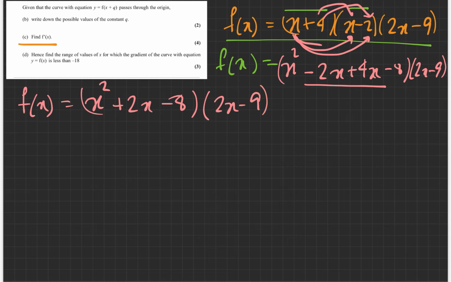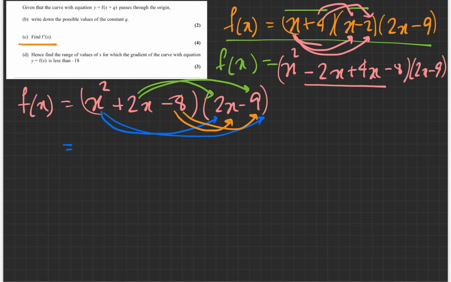Okay, now I'm going to expand this further. So the way I'm going to expand this further is I'm going to multiply x squared by this, x squared by that, and then 2x by this, and then 2x by 9, and then finally minus 8 times 2x, and then minus 8 times minus 9. Okay, so let's start doing this. I'll do all of them in a different color so you can all see how it's going properly. I'm going to start with x squared.